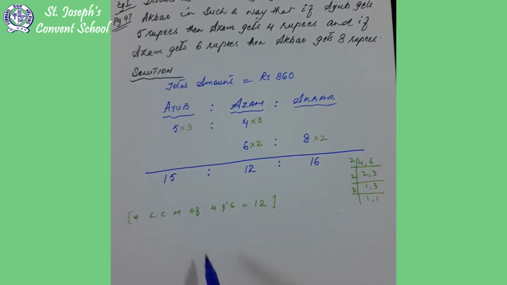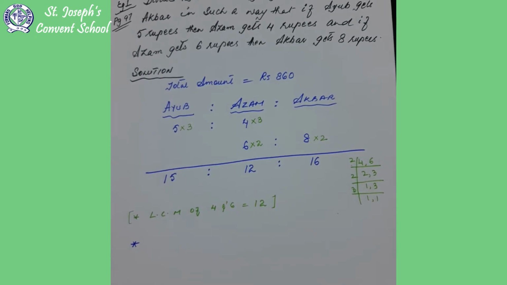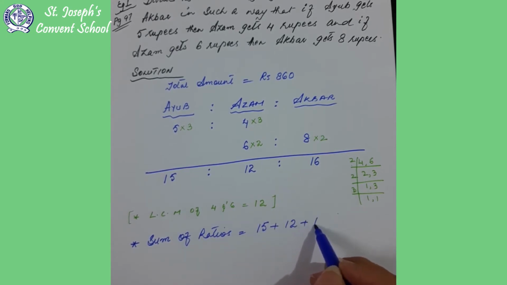Okay, so we have written these ratios. Now you have to divide the amount. For this, we will add these ratios. Sum of ratios: 15 plus 12 plus 16. So the sum of the ratio is 43.